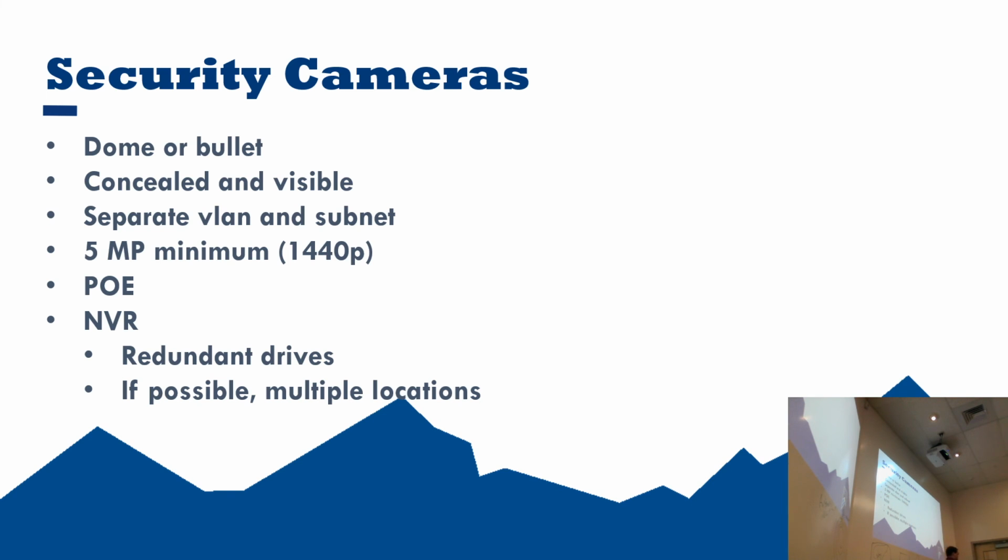I'm not even going to bother talking about analog security cameras because it's 2022. No one should be using analog security cameras. So I'm just going to assume IP cameras here. Always have them on a separate VLAN and a separate subnet. That's the bare minimum. You definitely don't want your cameras to be addressable on your standard network.